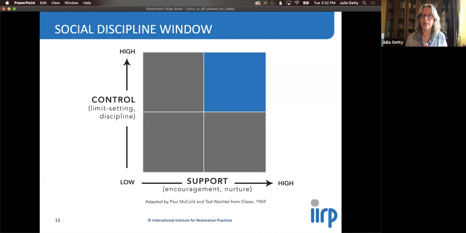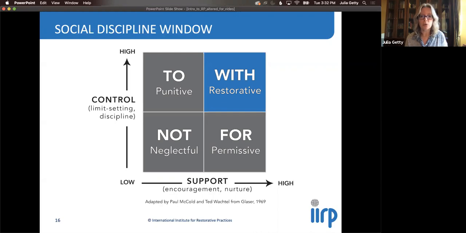They're going to work with that student and keep expectations as high as possible while keeping support as high as possible. And research shows us that this is where the best learning occurs, and also where the strongest relationships are built. So I want to then show you what the complete window looks like. This includes the labels for each of the quadrants.